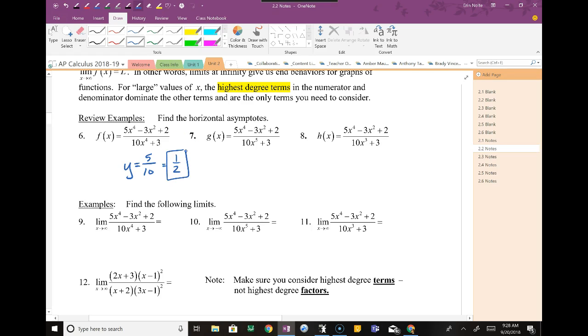Now the next one's bigger on the bottom, so what do you do? Okay, what do you do? Bigger on bottom. That's our first case. It is always y equals 0.